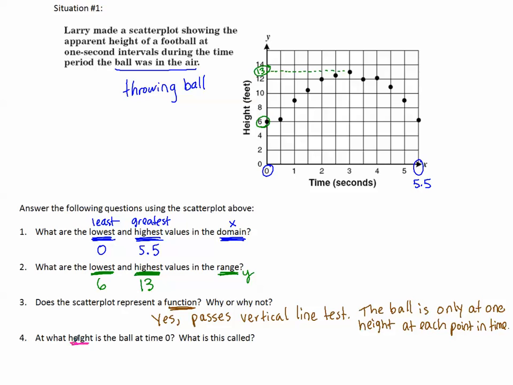At what height is the ball at time 0? What is this called? So at time 0, I'm looking for the height, and I see up here, there's the point I'm looking for, 6 feet. So it's at 6 feet. This is called, where it crosses the y-axis, the y-intercept because it's touching the y-axis at that point.